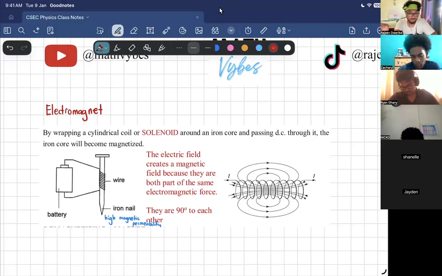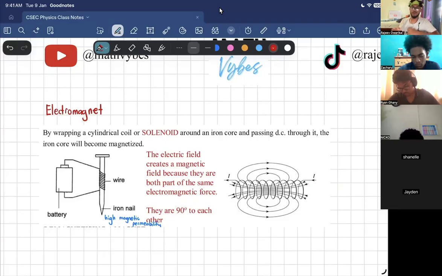Current. Exactly, current. Now what I'm saying is I'm adding an extra dimension. When you pass current through a current carrying conductor, around the wire there's a weak magnetic field. See what I was saying? When you pass current through a wire, around the wire you have a magnetic field. But that on its own is weak. You with me?